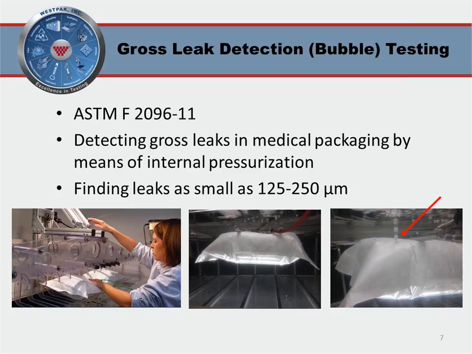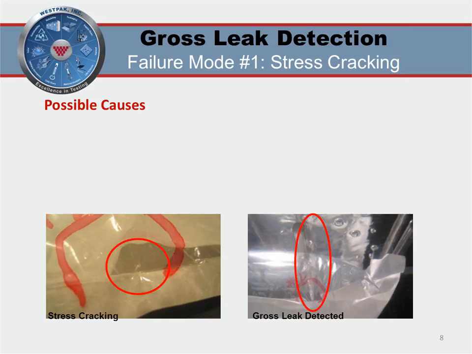Now, the first failure mode for bubble testing is also one of the most common. This is stress cracking, or sometimes referred to as flex cracking, of the pouch material. The photo at the bottom left is an example of stress cracking. If you look to the bottom right, this is how the failure would appear during the bubble test. The main cause of stress cracking is from compound folding.